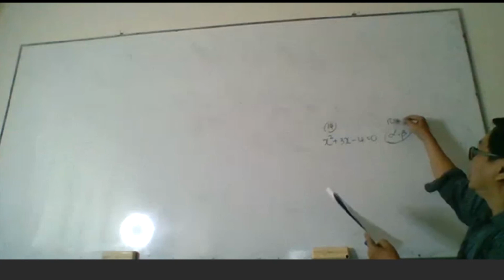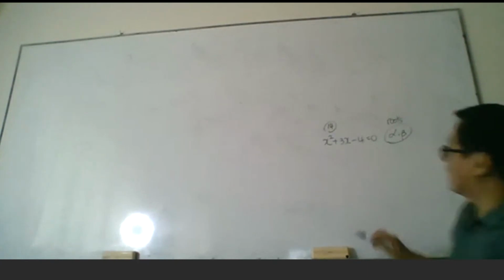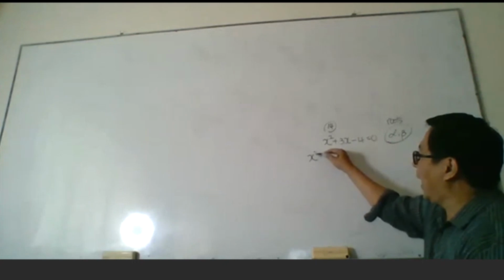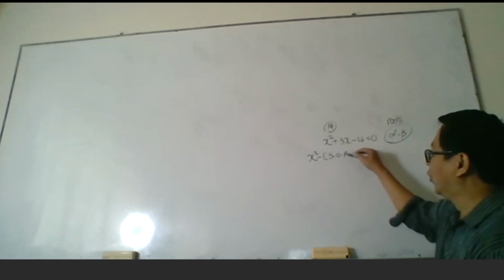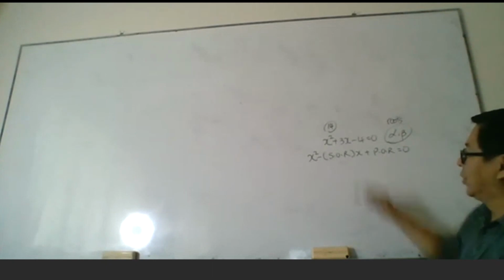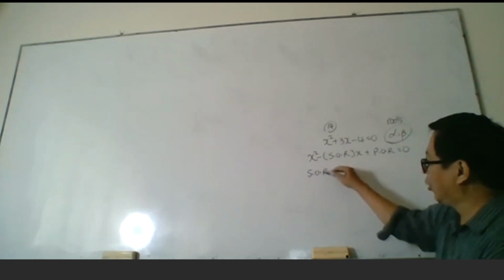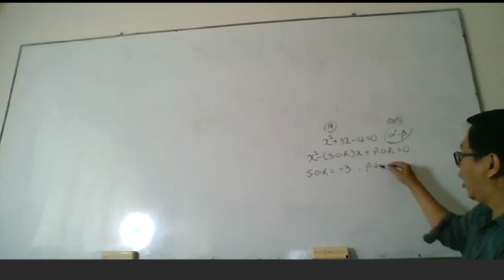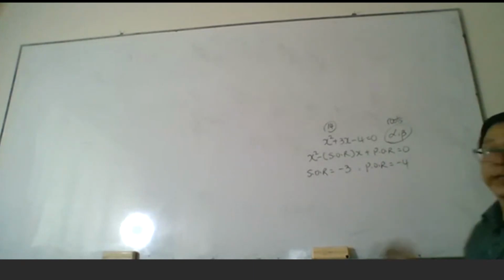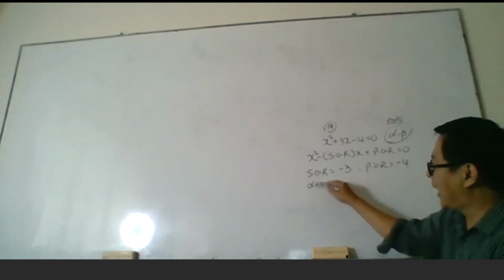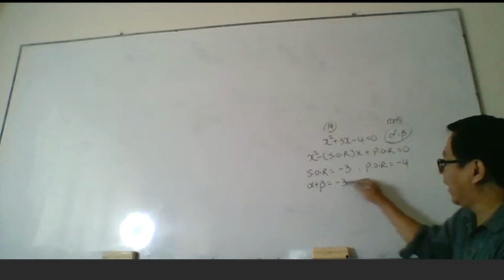These are the roots. And first of all, I will put x squared minus sum of the root x plus product of the root equal to 0. And the sum of the root actually is negative 3. Product of the root is negative 4. Since the roots are alpha and beta, alpha plus beta you get negative 3.